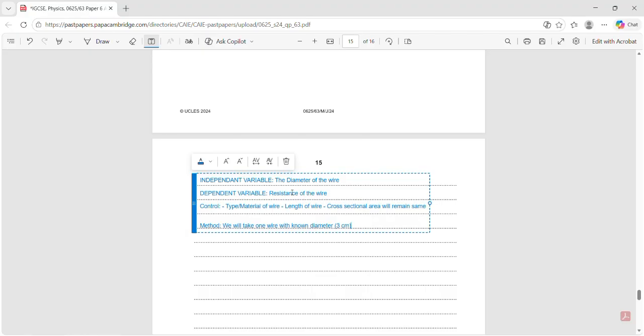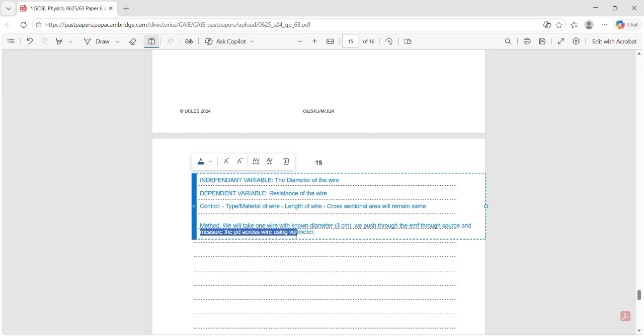We will push through the EMF through the source and measure the potential difference across the wire using a voltmeter. Okay, so we will take one wire with the known diameter, let's say 3 centimeter. We'll push the EMF through the source and measure the potential difference across the wire using a voltmeter.